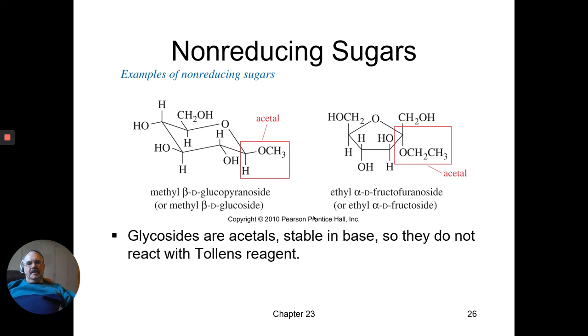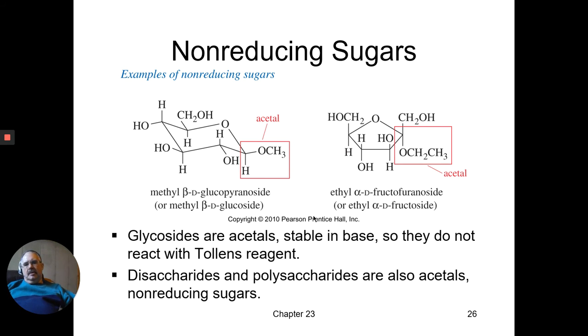Glycosides are acetals, which are stable in base, so they won't react with the Tollens reagent. Disaccharides and polysaccharides are also acetals, and they are non-reducing sugars.